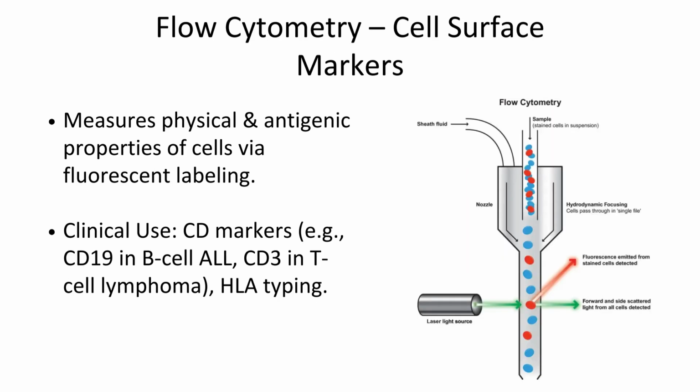Up next is flow cytometry. Flow cytometry analyzes physical and antigenic characteristics of cells using fluorescent markers and lasers. It's the gold standard for leukemia and lymphoma typing, especially identifying CD markers like CD19, CD20, CD3, etc. It's also used in HLA typing, monitoring immunodeficiency, and cell population analysis.